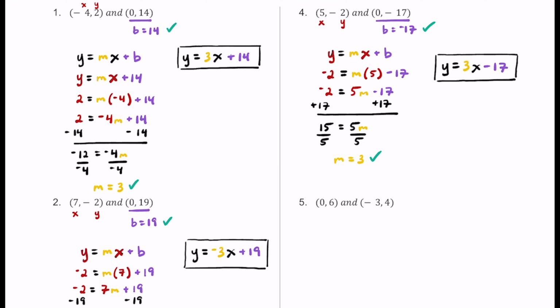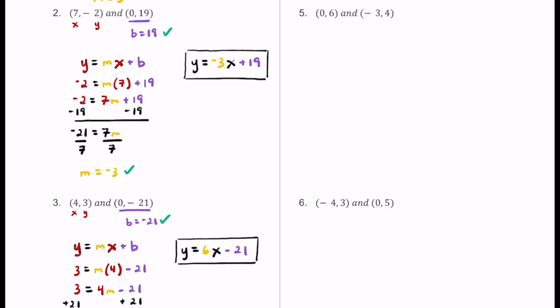All right, moving on to number 5, we have these 2 points of 0, 6, and negative 3, 4. Now, in this case, we can see here that 0, 6 is going to be that free point, so we know b is equal to 6. That's where this graph would cross the y-axis. Now, in terms of these 2 points we're given, it doesn't matter the order that they're written, but the 0, 6, that actually lets us know that b is equal to 6.